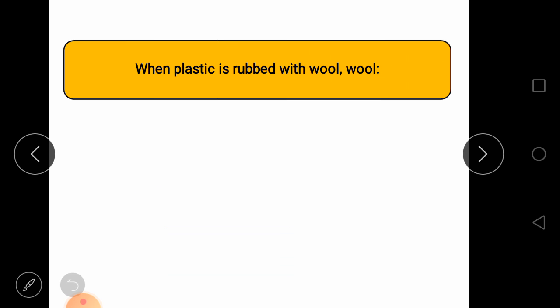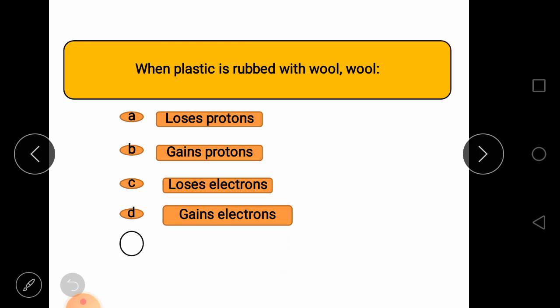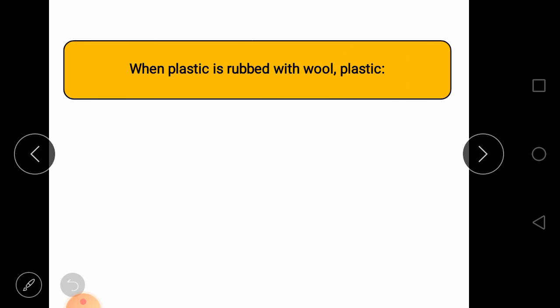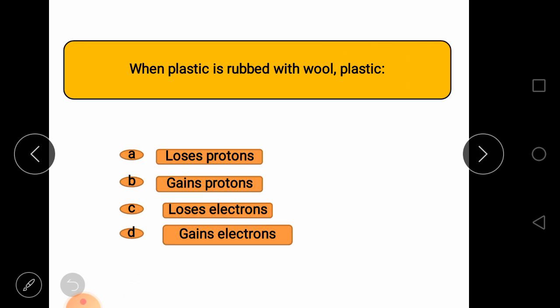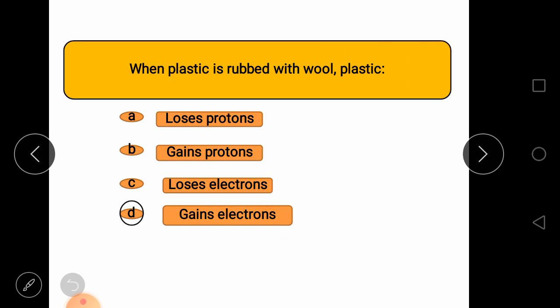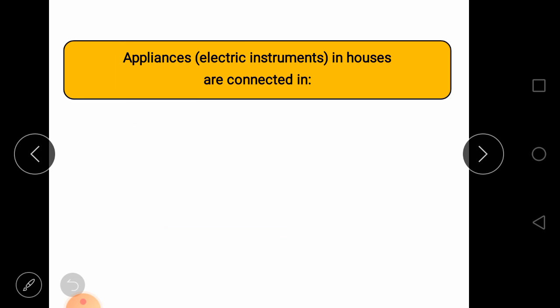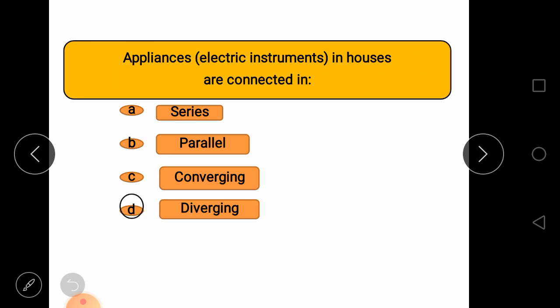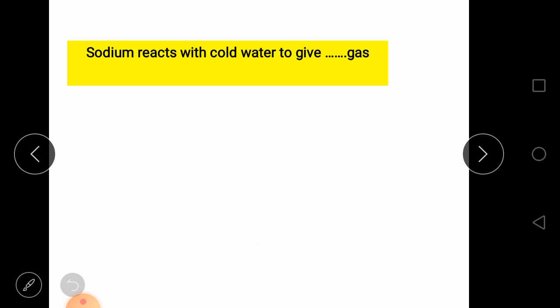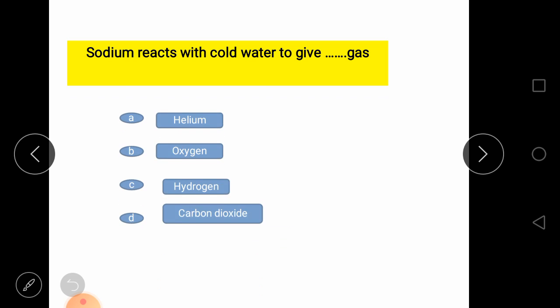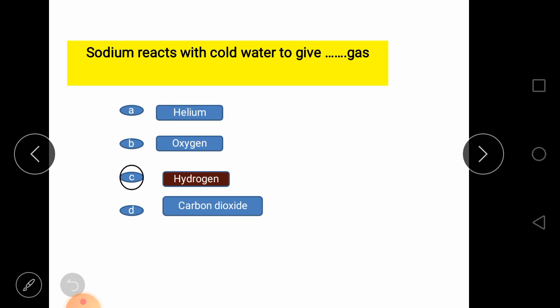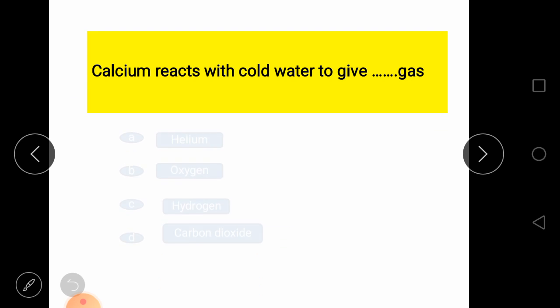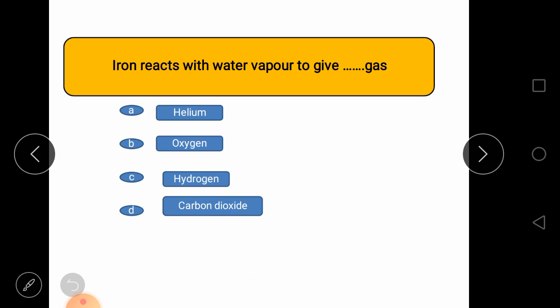When plastic is rubbed with wool, wool loses electrons. Good. When plastic is rubbed with wool, plastic gains electrons. Yes, good. Here we have appliances or electric instruments in houses are connected in parallel. Yes, good. Sodium reacts with cold water to give hydrogen gas. Calcium reacts with water to give also hydrogen gas. Iron reacts with water vapor to give also hydrogen gas.